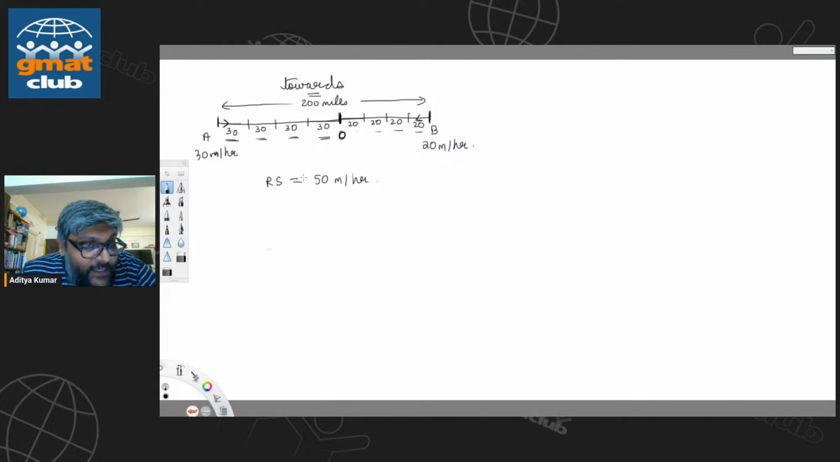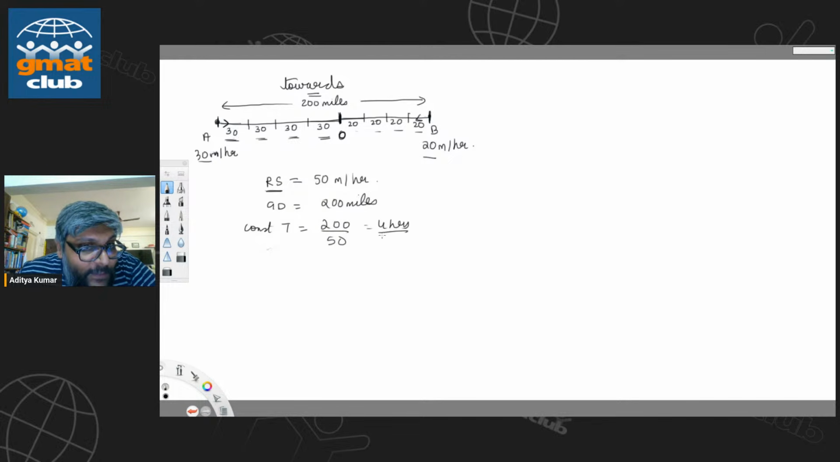So now how would I put this in an algebraic format? I know my relative speed is the addition of the two speeds here. Why? Because cumulatively they're traveling 50 miles per hour. And what was the gap distance between them when they started to move simultaneously? The gap distance between them was 200 miles. So using the formula, speed is equal to distance by time, I can find out the constant time. Time is equal to distance divided by relative speed. That's 200 divided by 50, which is 4 hours.